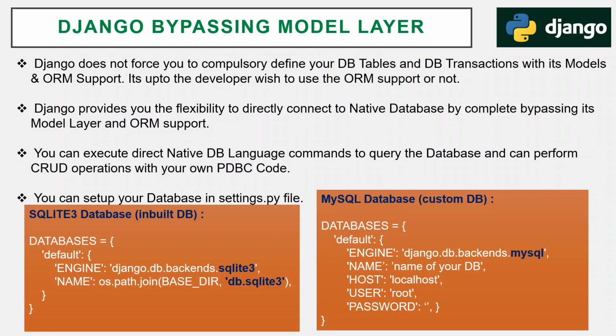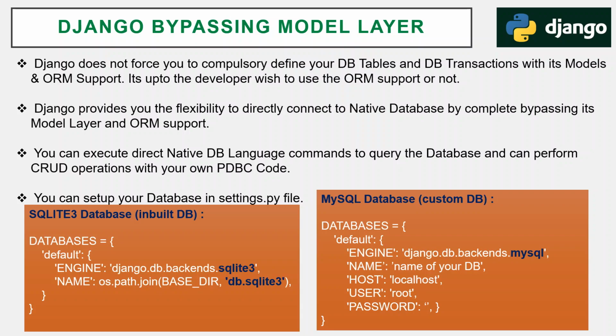In this class, we are going to discuss how to bypass the model layer. In our Django, we studied that Django follows the MVT mechanism. In the last classes, we had studied that: model, view, template.